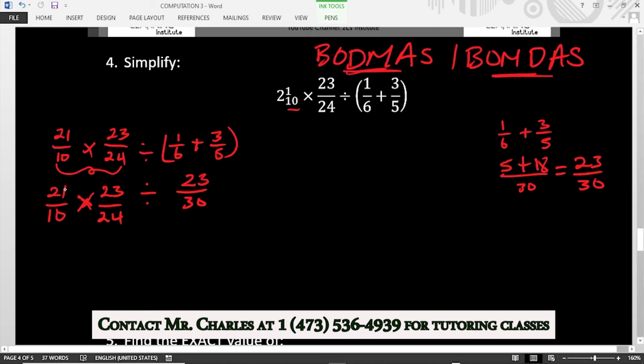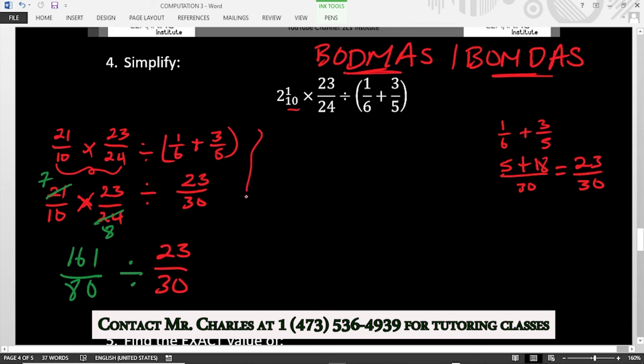Because 3 can go into 21 7 times, as well as 3 can go into 24 8 times. So we have 7 times 23, that gives us 161, and 10 times 8 gives us 80. So 161 over 80 divided by the same 23 over 30, and we need to change the division sign to a multiplication sign.